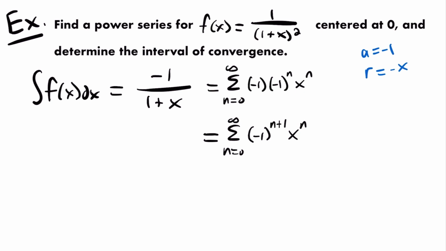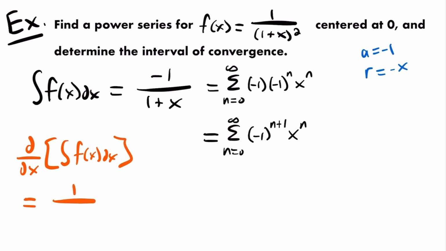So if we want to find a power series to represent this function, what we can do is take the derivative of this integral, right? If you take the derivative of an integral, you get back the original function. So what we're going to do is differentiate with respect to x the integral of f of x dx, and that will be equal to 1 divided by 1 plus x squared. That's our original function. And that's going to be equal to the derivative of this power series, right? This is the integral of f of x dx. So if we differentiate it, we will get a power series to represent our original function.